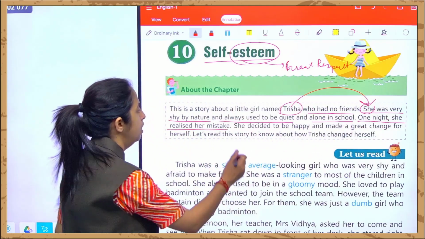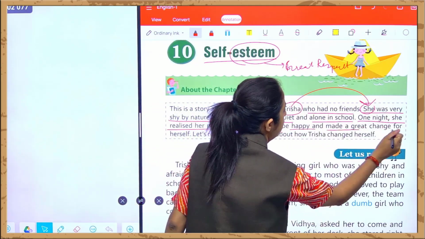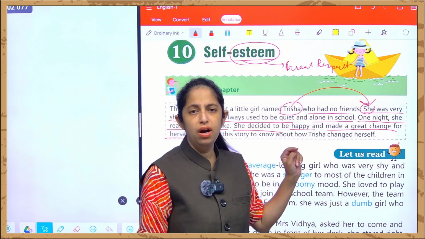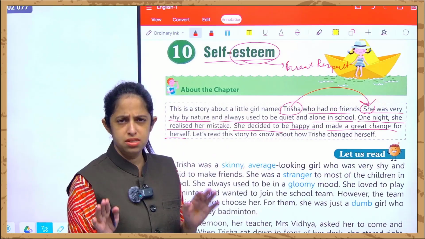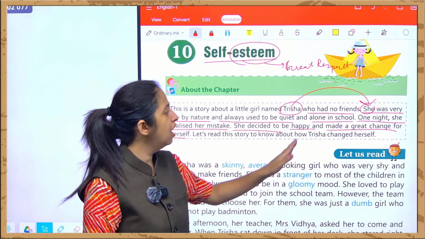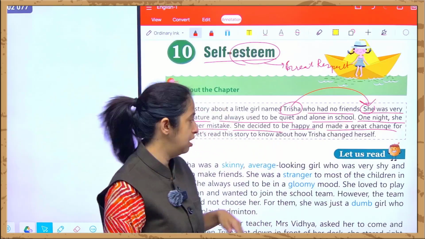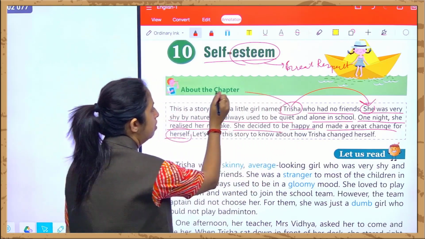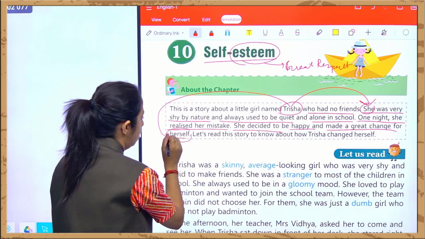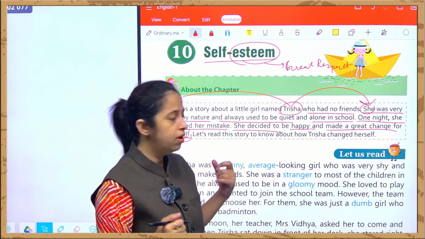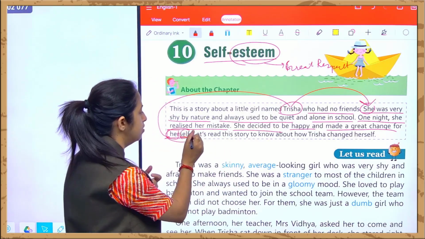She decided to be happy and made a great change for herself. One day she realized her mistake, and she decided now I should make myself happy and will make a great change for herself. Why is it written "herself"? Because Trisha is a girl, and for a girl we use "her", and "self" means khud ke liye. Okay, that is why it's written over here "self".